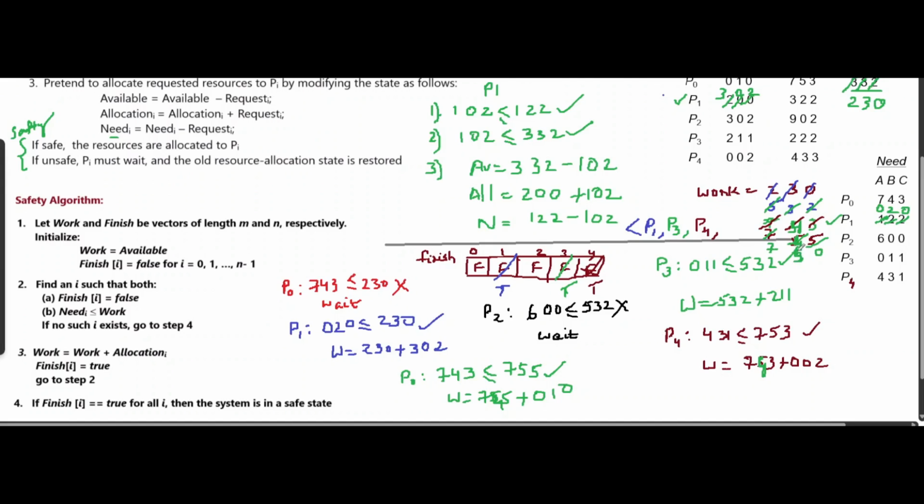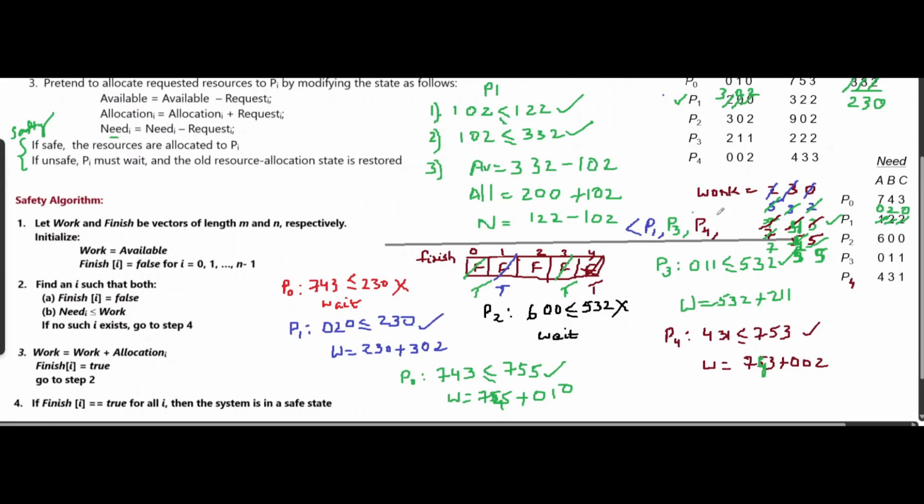Got it? So how can you know you have done it wrong or not? I will let you know. 750, 5. Okay, 5 plus 0 is 5. 755 is done. Now P has to be converted to true.